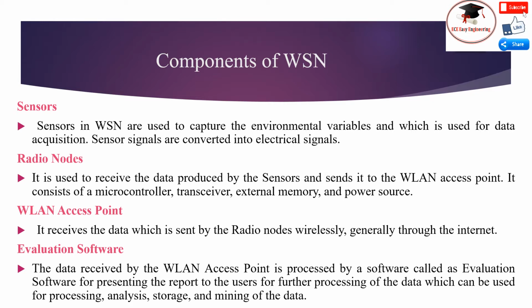Radio nodes. It is used to receive the data produced by the sensor and sends it to the wireless LAN access point. It consists of a microcontroller, transceiver, external memory, and power source. Wireless LAN access point. It receives the data which is sent by the radio nodes wirelessly, generally through the internet.